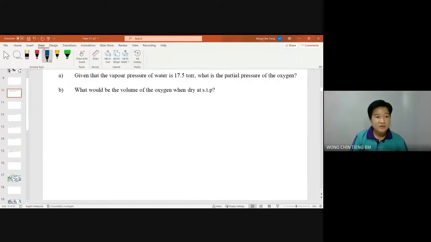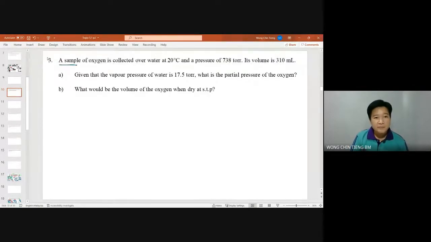Okay. So, just very quickly. A sample of oxygen collected over water at 20 degrees Celsius, pressure 738 torr. So, I have a sample of oxygen gas.